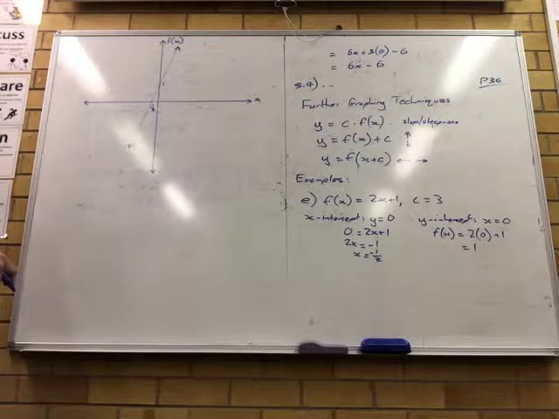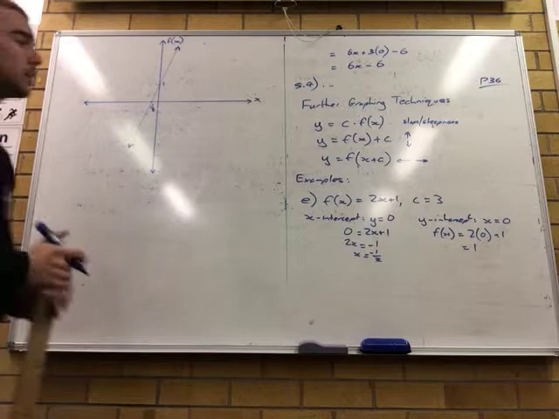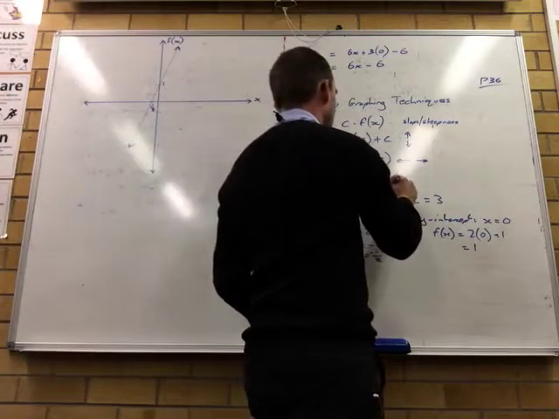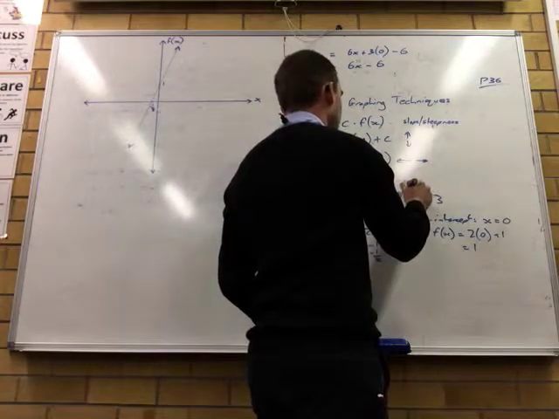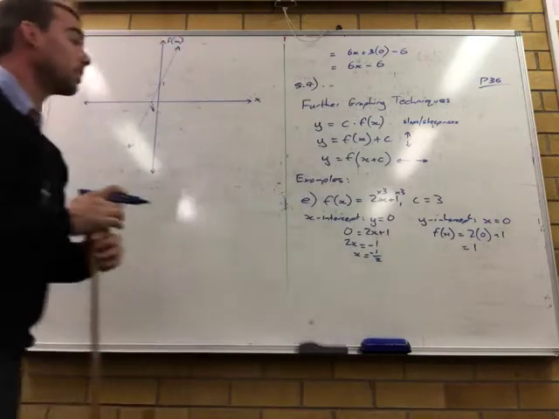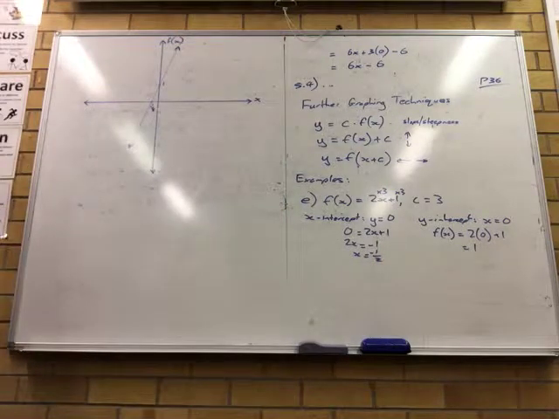Alright, so now we need c lots of f of x. Okay, so I multiply 2x times 3, and that also multiplied by 3. So as well as the slope and the steepness changing, it'll shift upwards or downwards as well.